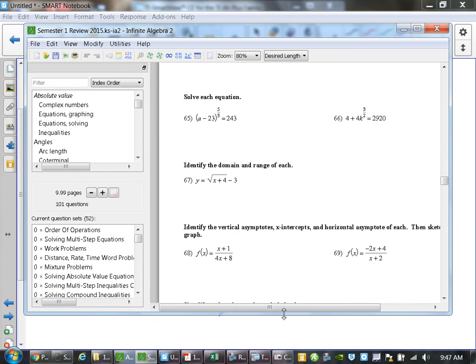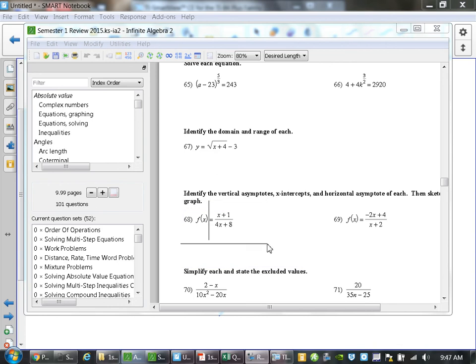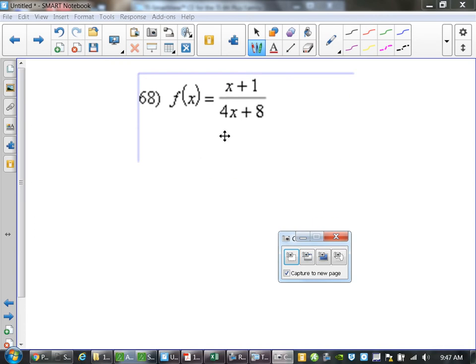Vertical asymptotes, x-intercepts, horizontal asymptotes, the whole shebang. Now, you think about this. When you graphed these before, you didn't have a calculator. Now you do. Okay? So you know that you have an x-intercept at negative 1, the zero of the numerator. I have a vertical asymptote at the zero of the denominator, at x equals negative 2.